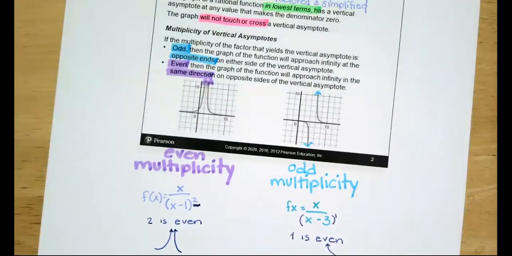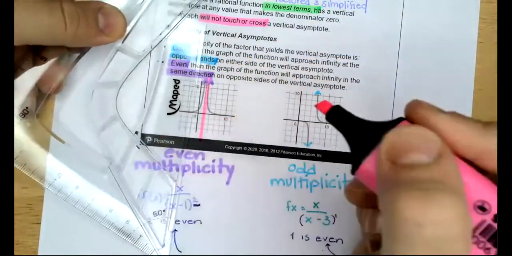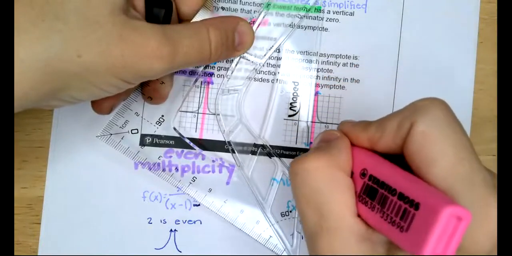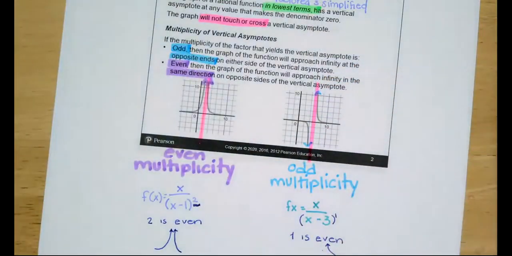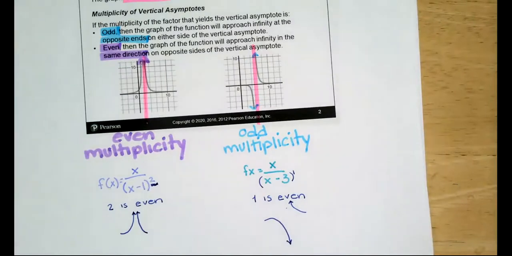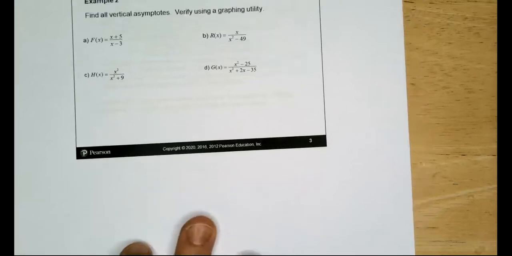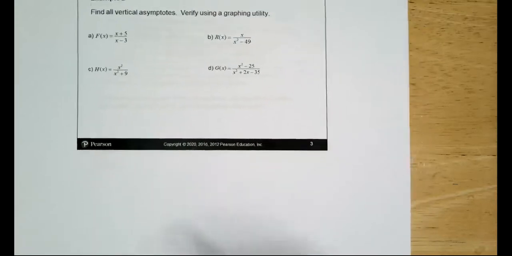All right, so that is what is meant by the vertical asymptote. And just to be clear, the vertical asymptote is a line where the denominator is 0. So it is where the domain is excluded. Okay, those are the vertical asymptotes. Let's find some vertical asymptotes. Verify using a graphing utility. So basically we want to factor, we want to simplify, we want to find the domain of each of these, okay? So I'm going to start down here.